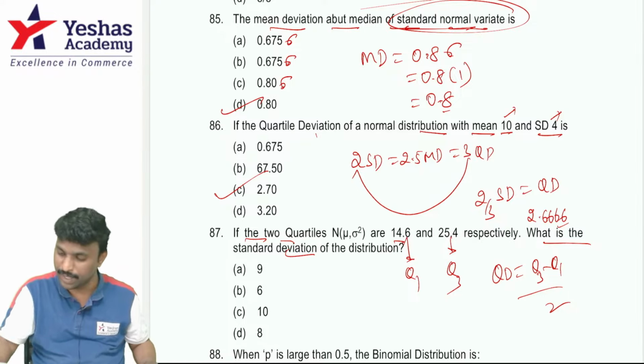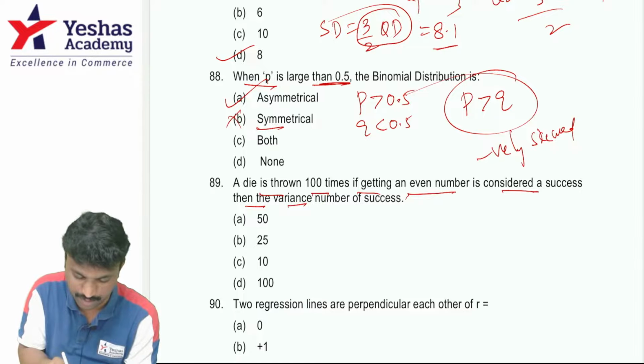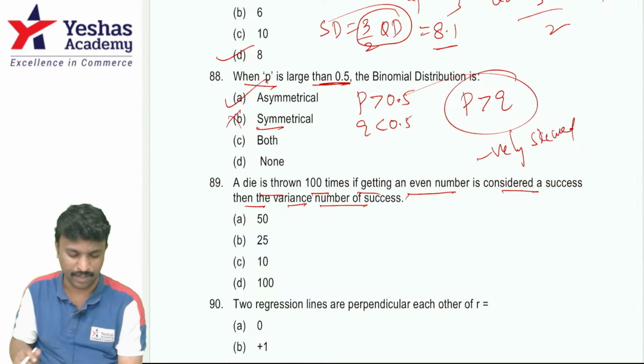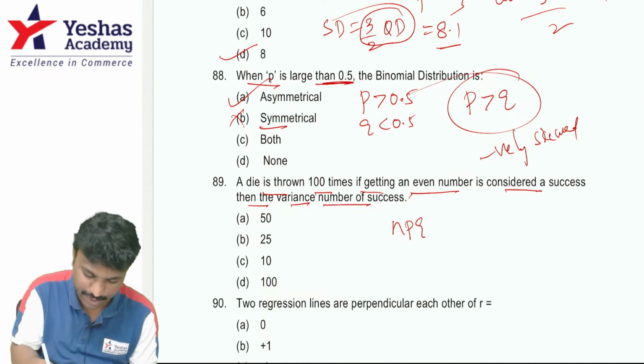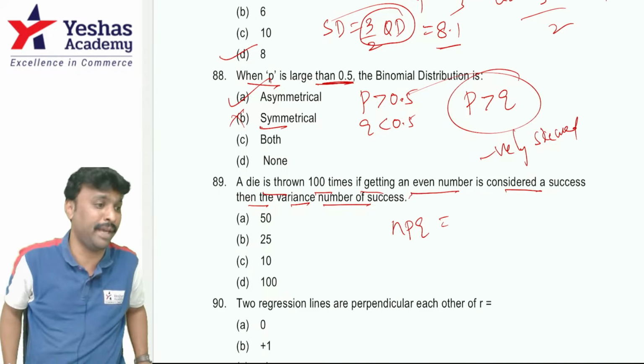A die is thrown 100 times. How many times? 100 times. If getting an even number is considered as a success, then the variance of the number of success, guys, it is NPQ, right? Getting an even number is a success. Tell me one die, what's the probability of getting even number? There are 3 even numbers, 3 by 6, correct? Which is 1 by 2. So this P is a success, Q is failure. Failure is also 1 by 2.